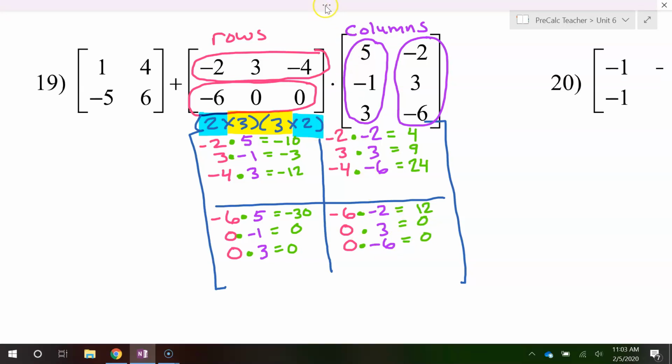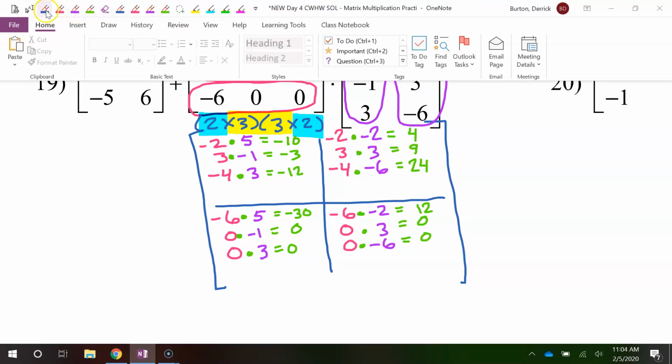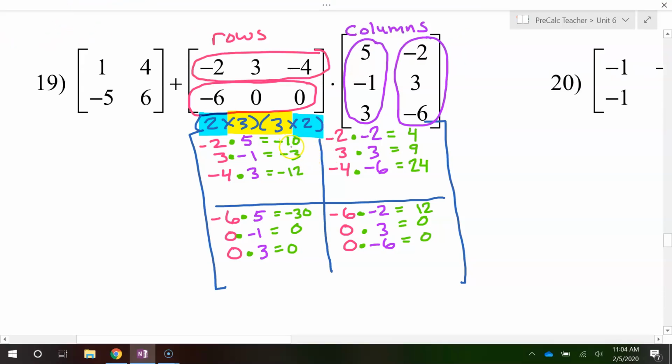Next, we add up all of these green numbers. So let's see, this is going to be -25. And this is going to be, or that's 24, 28, 37. -30. And 12.